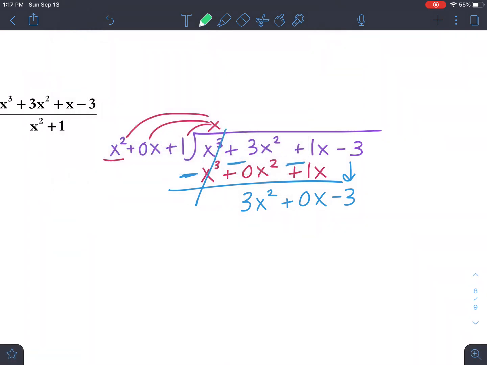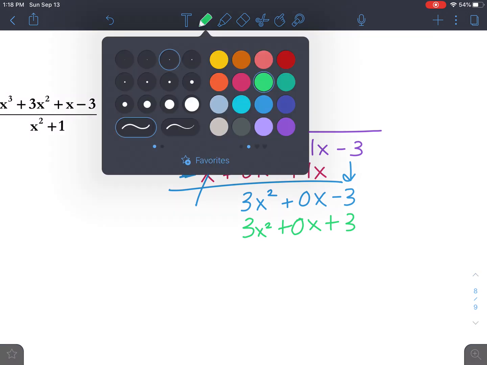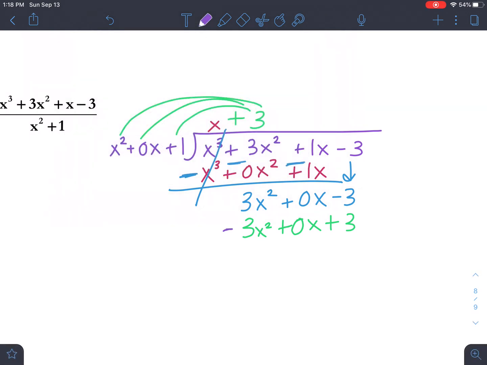Okay, so let's think what multiplies to 3x squared, and what times x squared is 3x squared? That would just be 3. So I'm going to do plus 3. That would give me 3x squared plus 0x plus 3. Okay, now be careful. You might be tempted to think there's no remainder, but I want you to be aware here. Negative, negative, negative. This cancels. 0 minus 0 cancels. This, though, gives you a negative 6. So just be careful. Some people think those are going to cancel out.